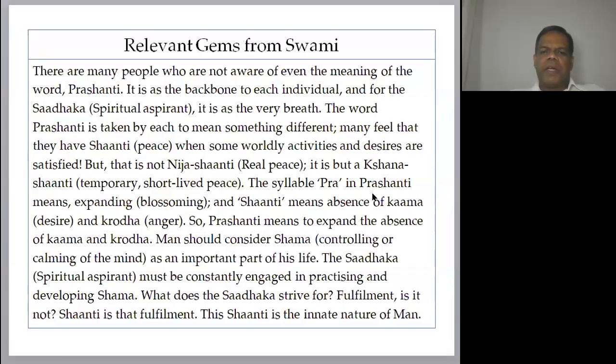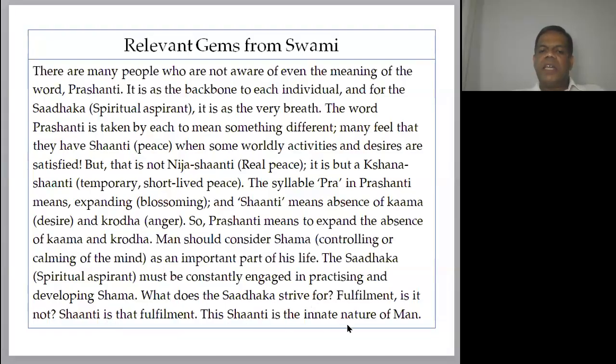The syllable pra in Prashanti means expanding, blossoming. And Shanti means absence of kama, desire, and krodha, anger. So Prashanti means to expand the absence of kama and krodha. Man should consider shama, controlling or calming of the mind, as an important part of his life. The sadhaka, spiritual aspirant, must be constantly engaged in practicing and developing shama. What does the sadhaka strive for? Fulfillment, is it not? Shanti is that fulfillment.